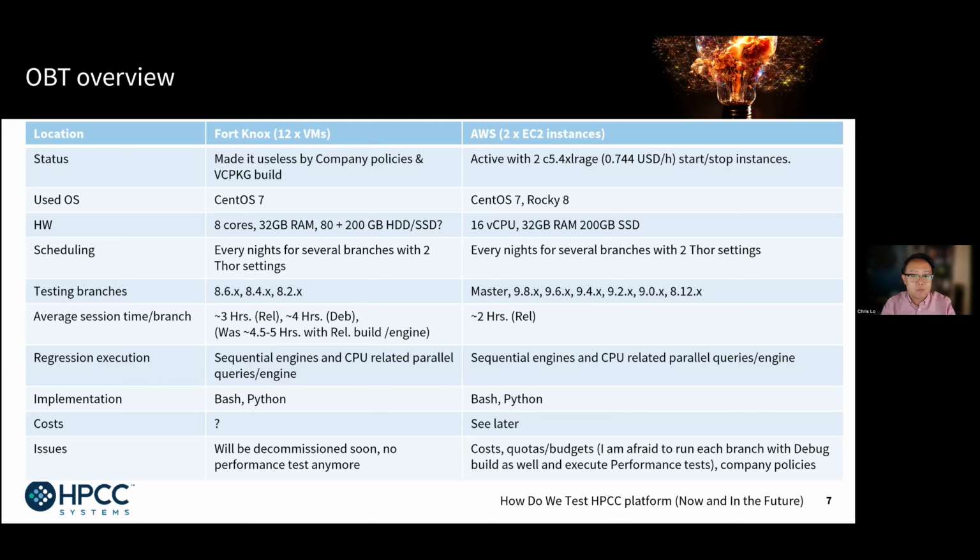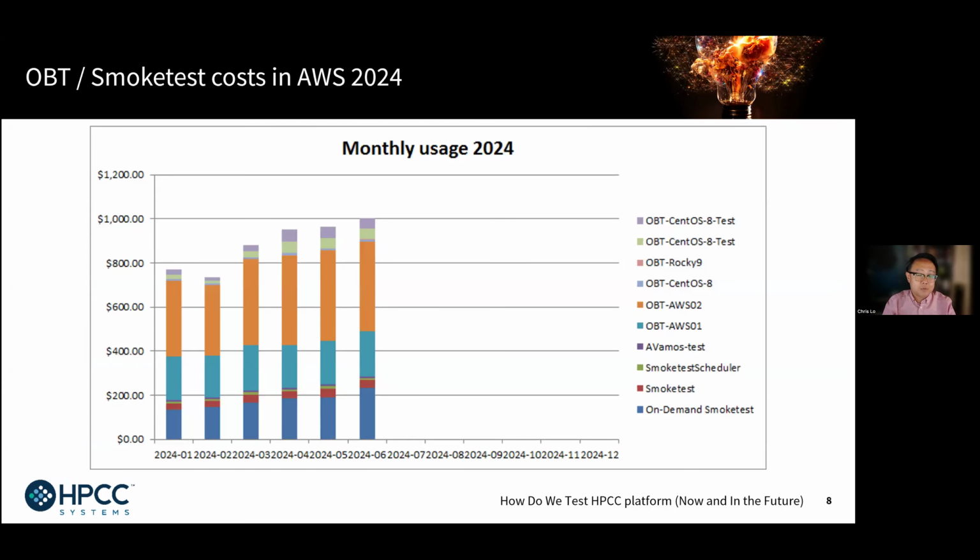And costs. Well, previously, when OBT was run in in-house networks, costs were built in as part of maintenance and running of our data center. And now that it's running in AWS, we have more of a detailed cost breakdown, which we're going to cover right now. In this diagram, you can see that OBT and smoke tests are executed in AWS.